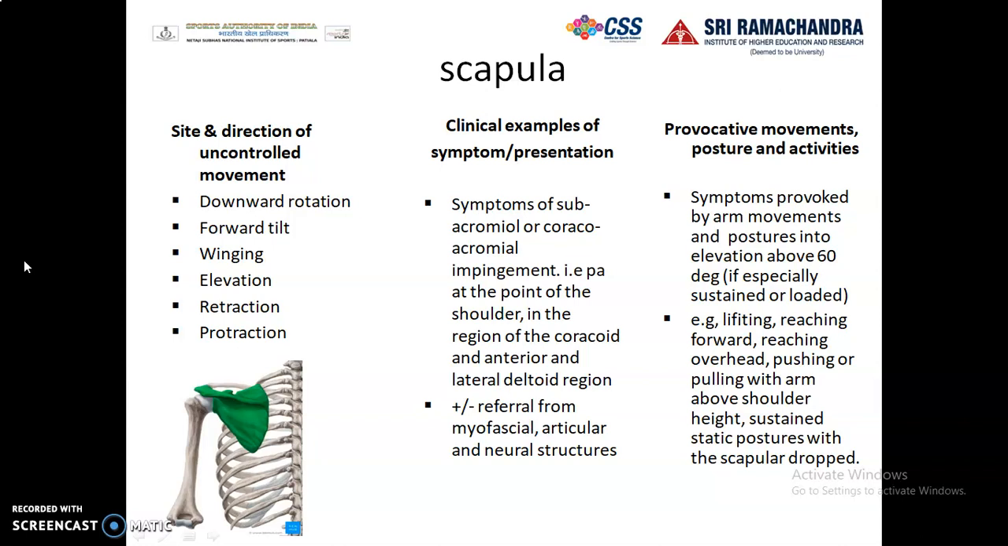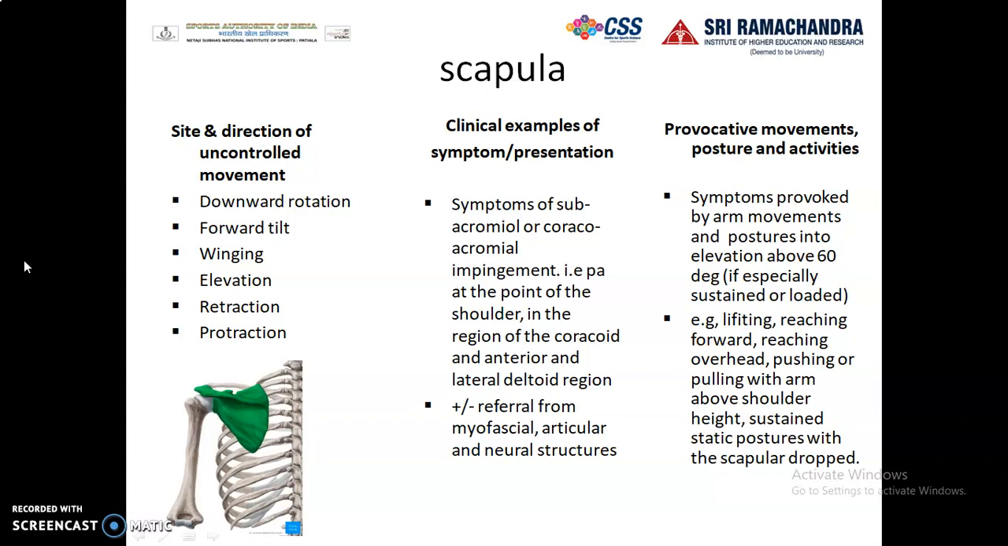So when you talk about the scapula and which direction it is moving excessively, possibly the site and direction of uncontrolled movement at the scapular level happens in downward rotation, forward tilt, winging, elevation, retraction, and protraction. So the site and direction of uncontrolled movement is where the scapula is moving excessively.